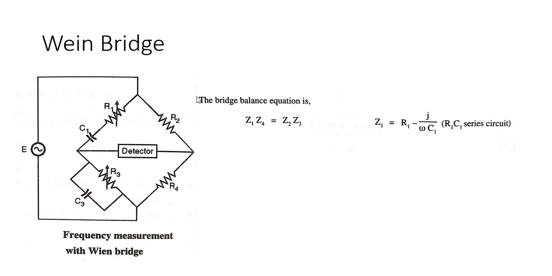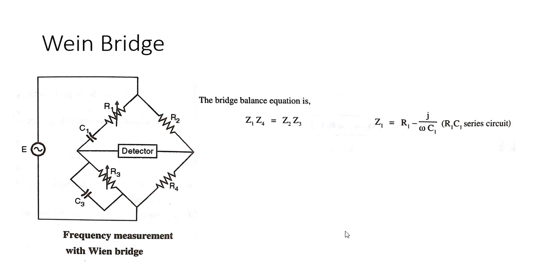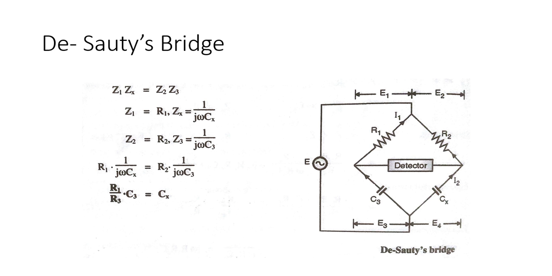If you see this equation, it can be written in terms of capacitance also, so that's why you can use this for measurement of a capacitor. So this was all about the Wein bridge, and we have seen how to calculate the frequency with the help of these different equations. Now let's move towards the next type of bridge, that is de Sauty's bridge.